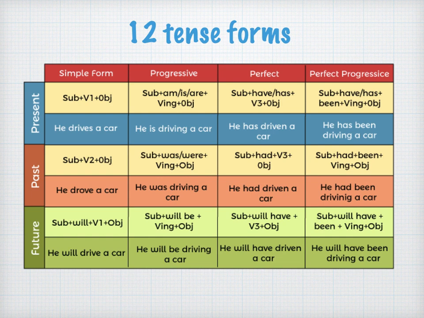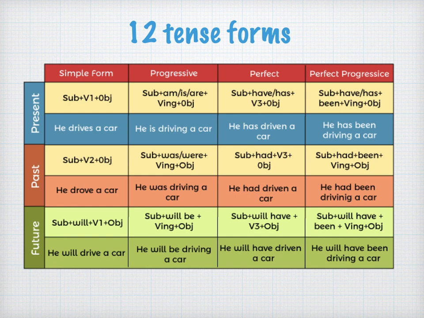Now this table will give you a quick indication of the different tense forms. On the left hand side, you can see we have present, past, and future, the three time indications. And on the top side, you can see there is a simple form, then the progressive or continuous form, then the perfect form, and finally perfect progressive. It can also be called perfect continuous. Now we are going to combine these.